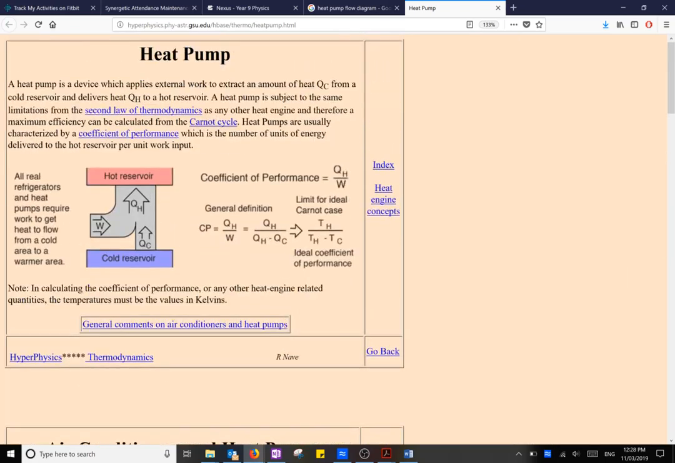Sorry about that delay. This is a lovely little diagram that's showing some stuff. So, refrigerators and air conditioners are heat pumps. Remember I said it's a way of taking heat from one region and moving it somewhere else. It will not occur on its own. We have to force it to occur. So a heat pump applies external work to extract an amount of heat from a cold reservoir and delivers heat to a hot reservoir.